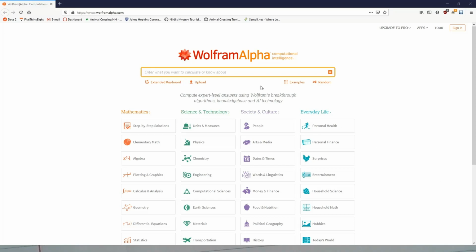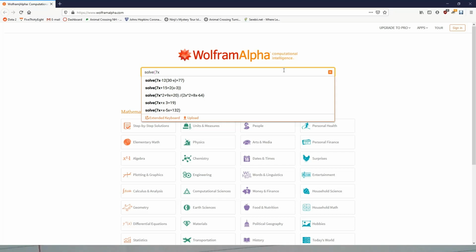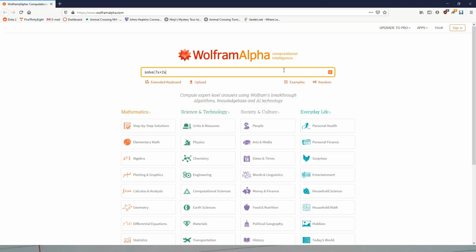So Wolfram Alpha is super powerful. You could literally type in the word solve, and it will give you the correct answer. So we're going to type in solve, parentheses, and inside of this parentheses, we're going to go ahead and type in the original problem. 7x plus 2x squared equals -3.